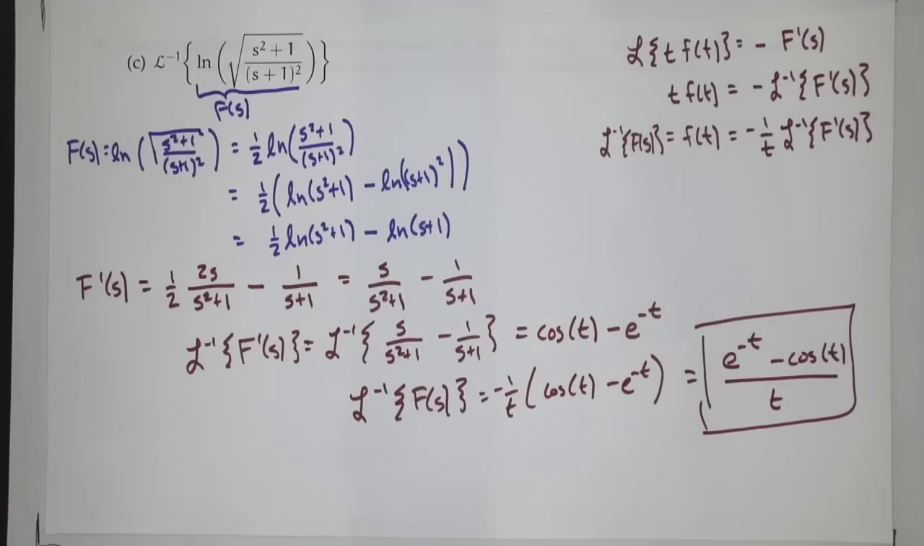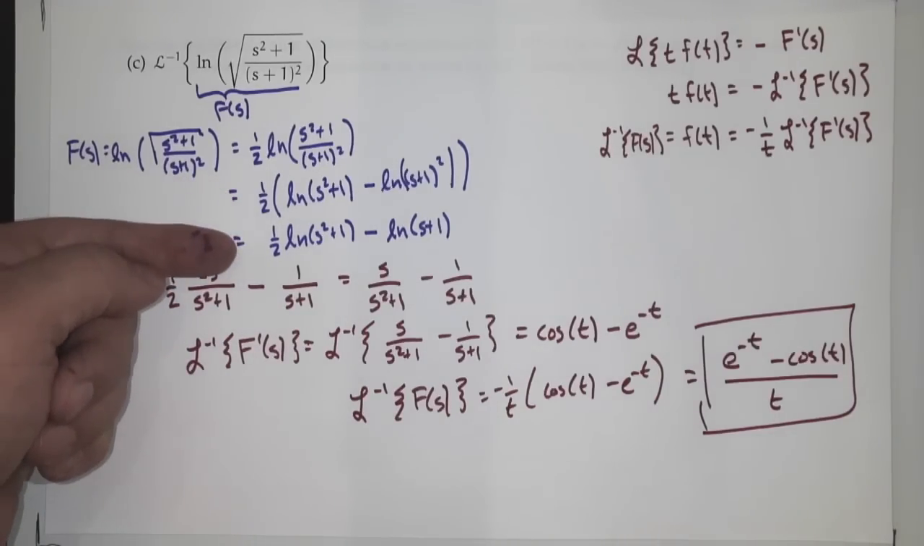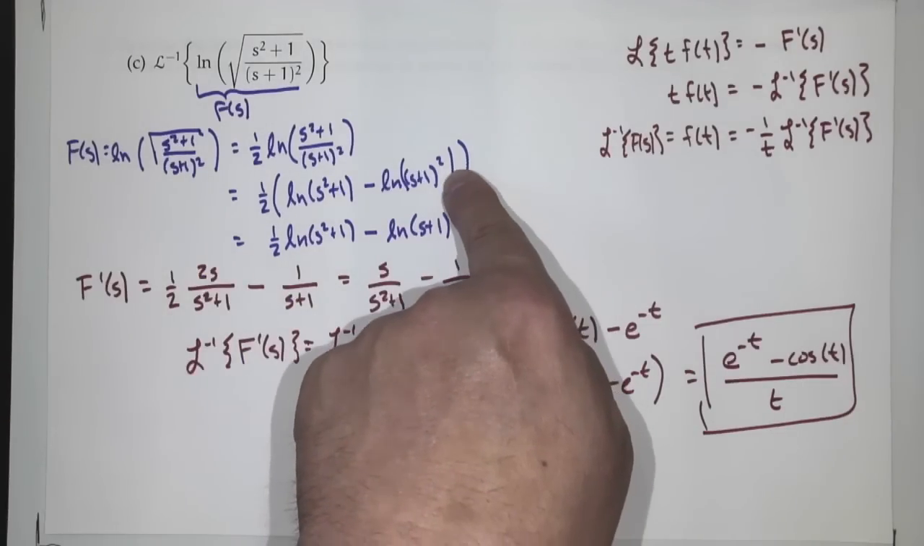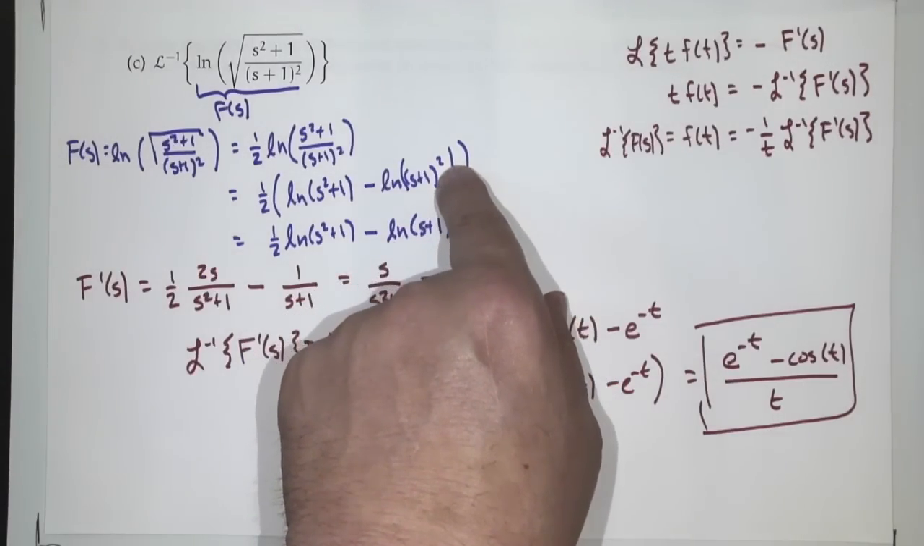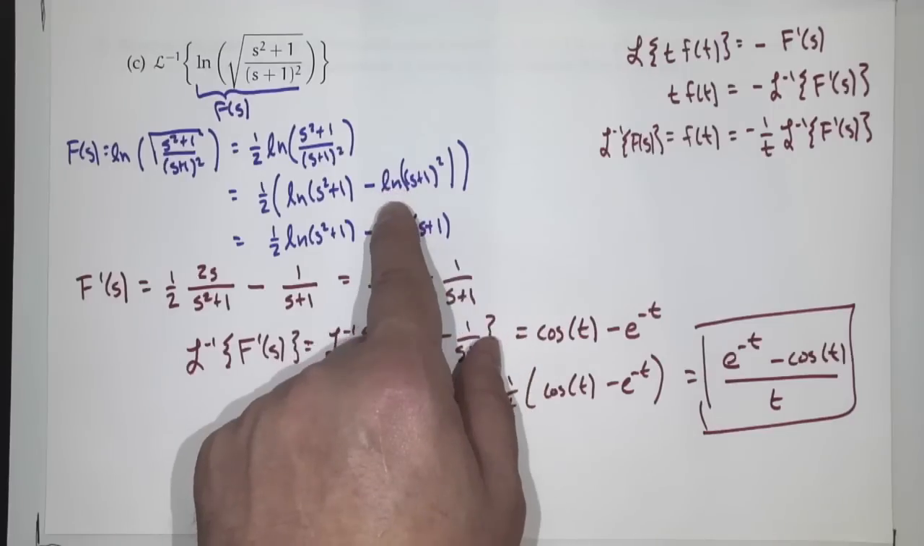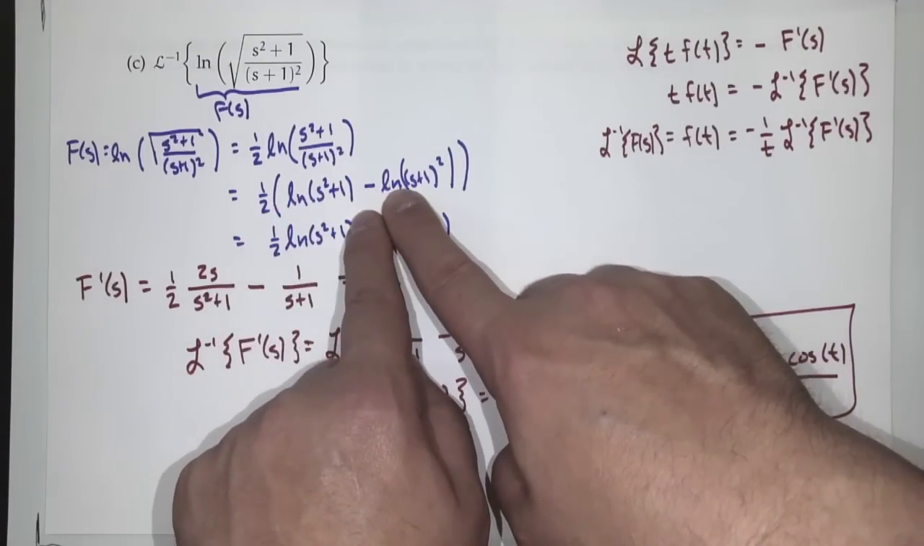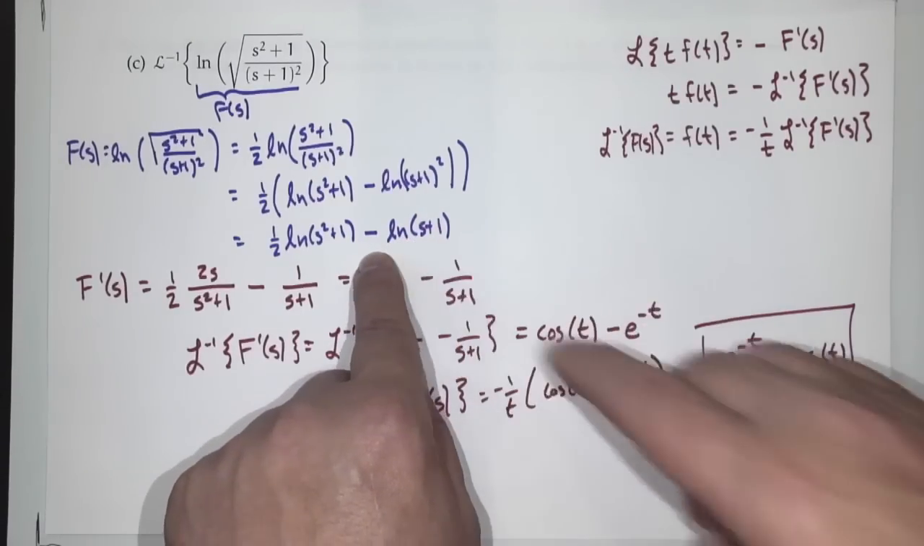How did we go from... Well, so this 2 upstairs, exponents come down in front. So there's really a 2 now in the front, but there's also this half multiplying in, and so 2 times a half becomes just the 1.